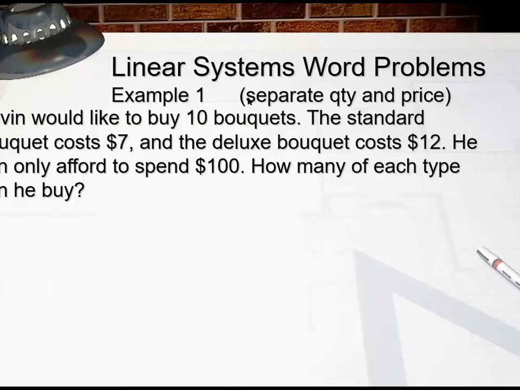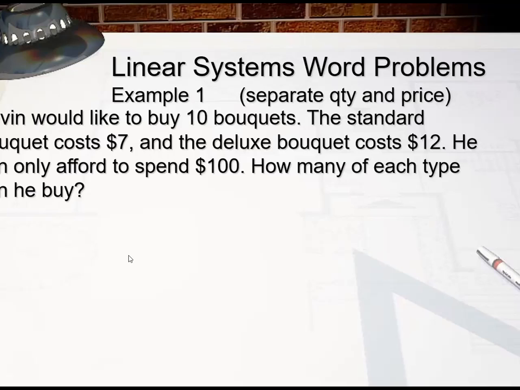So for example one, we want to separate quantity and price. Kevin wants to buy 10 bouquets. Standard bouquet costs $7. A deluxe bouquet costs $12. He can only afford to spend $100. How many of each type can he buy?